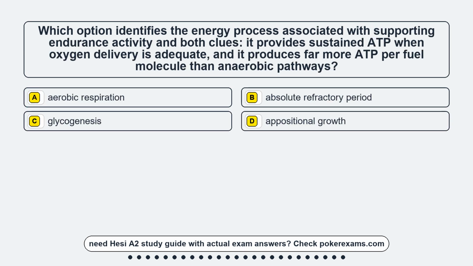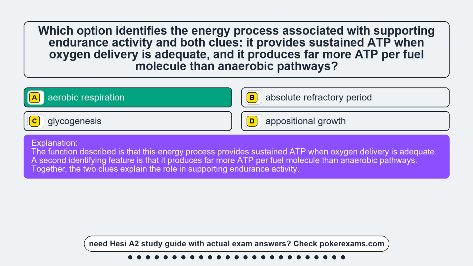Question 22. Which option identifies the energy process associated with supporting endurance activity in both clues? It provides sustained ATP when oxygen delivery is adequate, and it produces far more ATP per fuel molecule than anaerobic pathways? Option A, aerobic respiration. Option B, absolute refractory period. Option C, glycogenesis. Option D, appositional growth. The correct answer is option A, aerobic respiration.